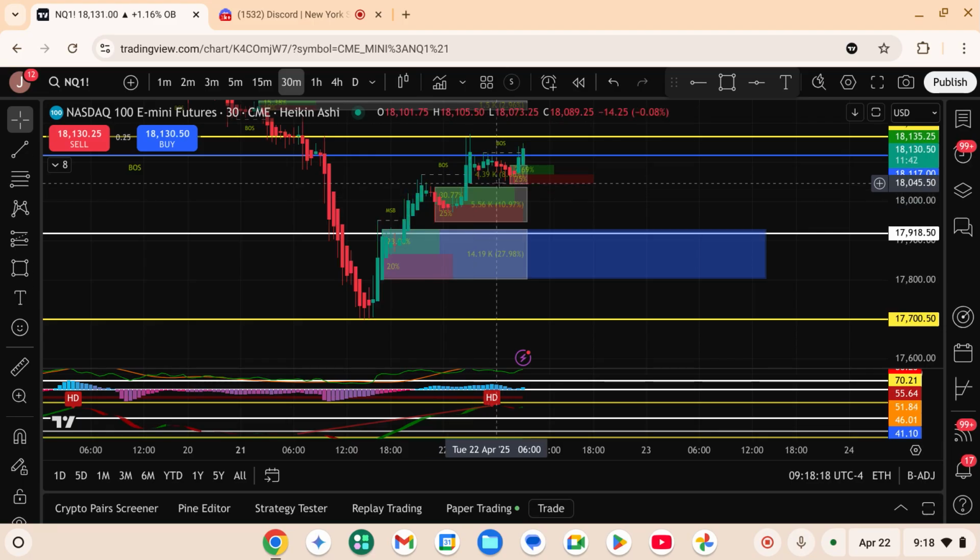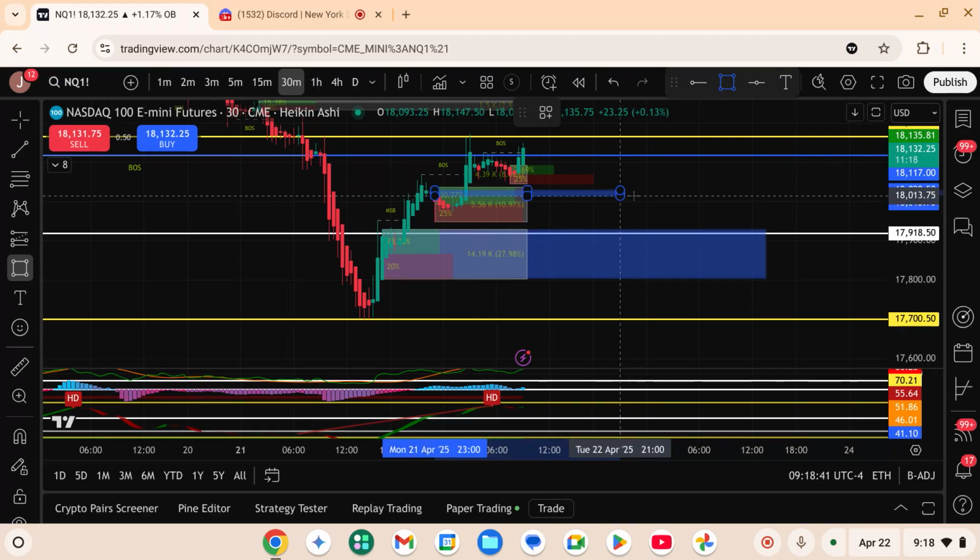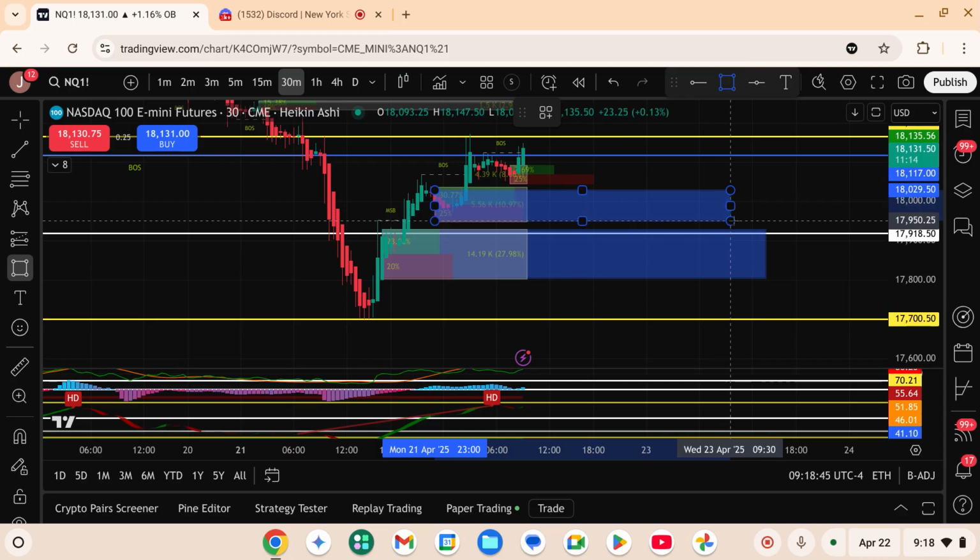So we'll draw that one up too, because it could tap into this one, come up, and then struggle somewhere, probably right here where it's at right now, retest that, and then come back down to retest the order block right beneath it. So we'll draw that up for now just to see what it looks like on the smaller time frame.